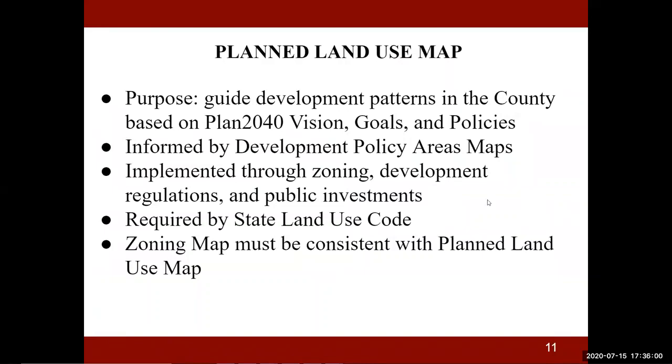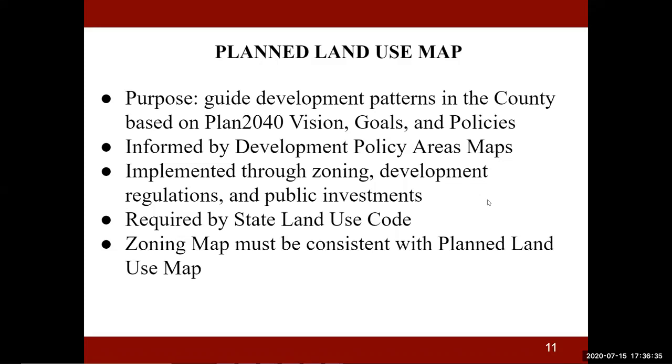What is the purpose of the land use map? The purpose is to provide broad guidance for the land use patterns in the county, looking out with about a 20-year planning horizon. Essentially, this is a key centerpiece of Plan 2040. The land use plan is based in the Plan 2040 vision and goals and policies and the development policy area maps that you all have drafted. And it's also informed by input from the citizens and from stakeholders throughout the process.